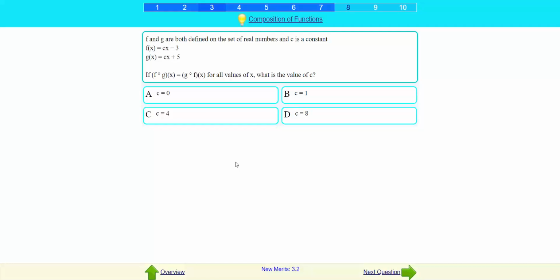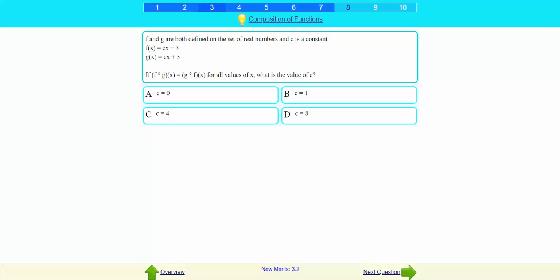f and g are both defined on the set of real numbers, and c is a constant. For all values of x, what's the value of c? Okay, so we could apply it the same way. We could do the composition for both. So I'm going to solve this on paper as well.